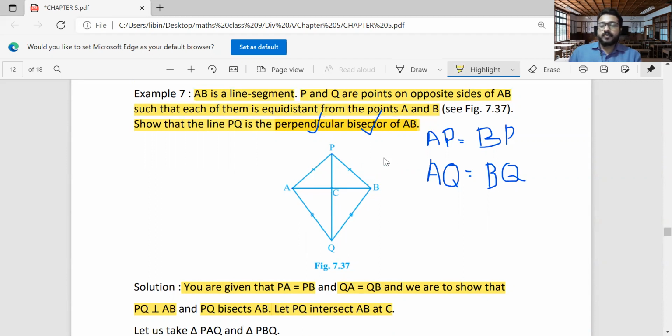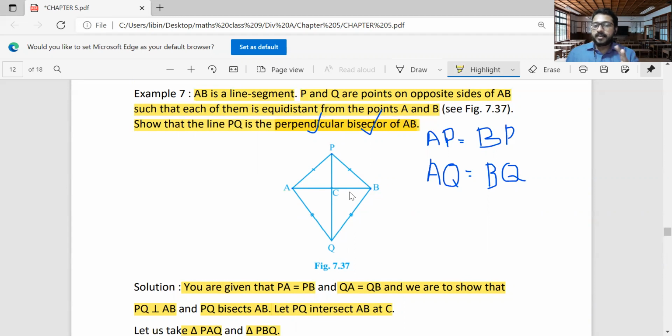Now, we are considering two triangles. Which are those triangles? Triangle PAQ and triangle PBQ. First of all, let us think, what is our aim? We want to prove that PQ is perpendicular to AB. That is one thing. The next thing is PQ bisects AB. In order to prove that PQ bisects AB, we only need to show that AC is equal to BC.